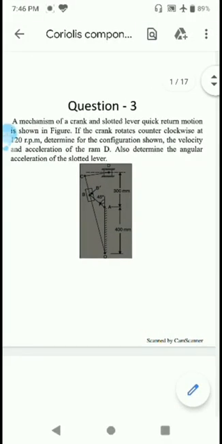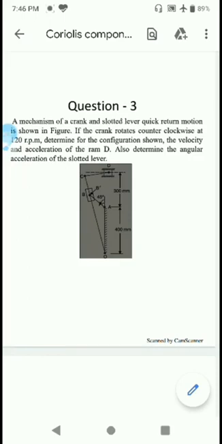This lecture will be a continuation from where we left in the previous lecture. In the previous lecture we discussed the velocity analysis of a slotted lever quick return motion mechanism. In this lecture we will be discussing the acceleration analysis of the slotted lever quick return motion mechanism. The concept of the acceleration diagram is similar to the one that we had discussed in the previous classes.